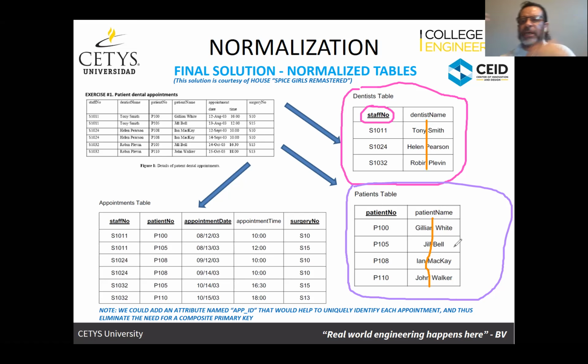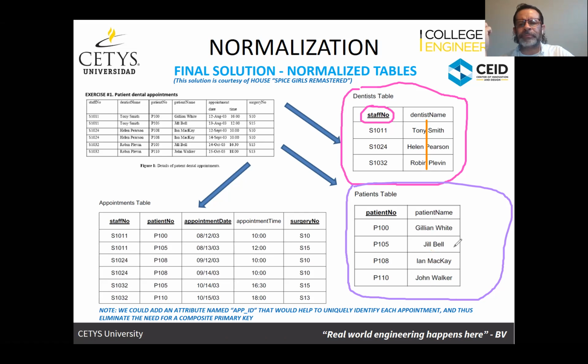So it's debatable here if the names should be separated into two fields, one for the first name and one for the last name. If we wanted to be very strict, we might say, you know what, the dentist name and the patient name, those aren't atomic values because you've got two things there. Tony Smith and Helen Pearson, Gillian White, you've got the first name and the last name. You need to separate those into two. Okay, that's debatable.